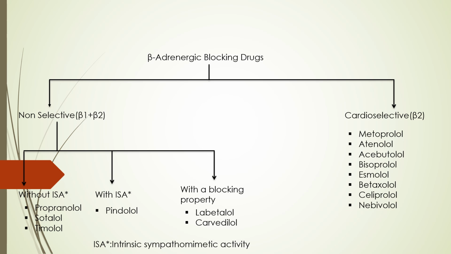And coming back to cardioselective, examples for cardioselective beta blocking drugs are metoprolol, atenolol, acebutolol, bisoprolol, esmolol, betaxolol, celiprolol, and nebivolol.